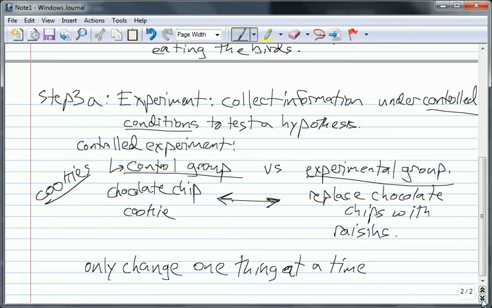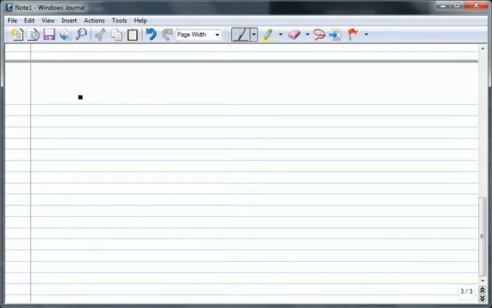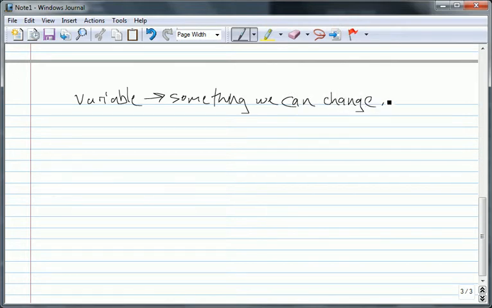All right. Now, we have some names for this. There are 2 different kinds of variables in this situation. A variable, by the way, is something we change. Something we can change. There are 2 types of variables. We have independent variables and dependent variables.